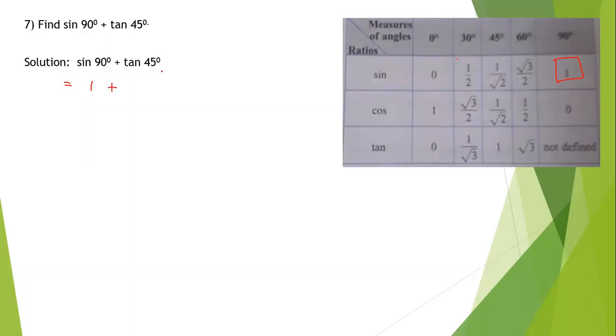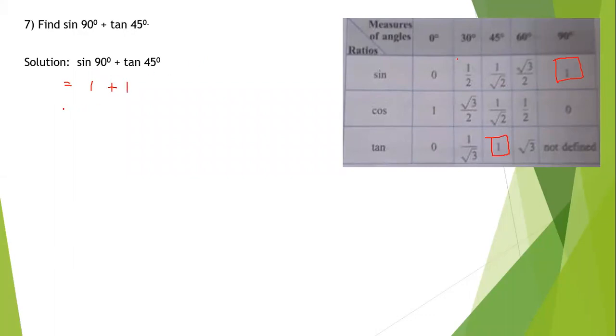Then we have tan 45 degree. Now what is the value of tan 45? The value of tan 45 is again 1. See here, you can see tan and here we have 45. So here you can see 1. So in place of tan 45 degree, we will write 1.